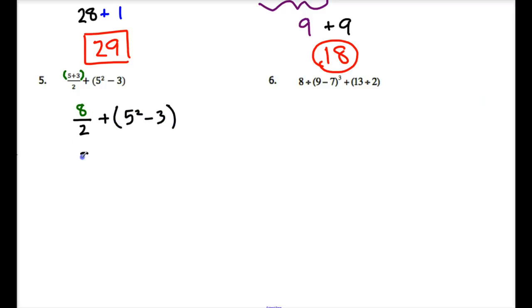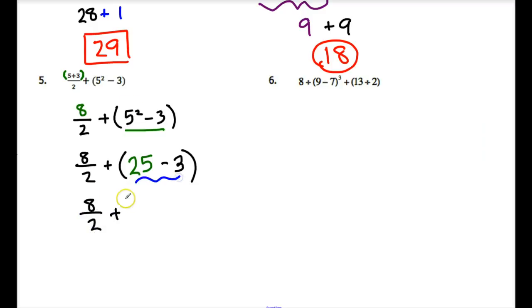Okay, so now I'm going to leave my 8 over 2 alone, and I'm going to focus on what's inside this set of grouping symbols. Inside this set of grouping symbols, we have 2 things. We have an exponent and subtraction, so we need to also follow order of operations inside my grouping symbols here. So that tells me I'm going to do my exponents first. So 5 squared is 25, and then it's minus 3. I need to keep that inside parentheses because I'm still not done with it yet. So now I have 8 over 2 plus 25 minus 3 is 22. So now I can take this out of parentheses now that I've simplified everything inside, and that becomes plus 22.